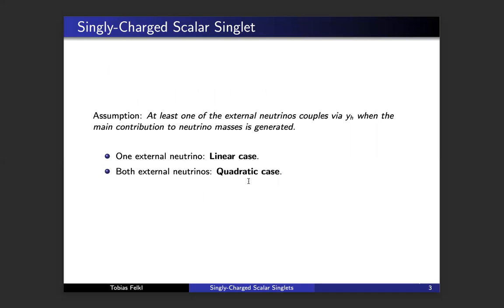For our analysis, the only assumption was that when the main contribution to neutrino masses is generated, we require that either one of the neutrinos on the external lines couples via YH to the associated Feynman diagram, while the other neutrino couples differently, which we call the linear case, or we require that both of the neutrinos on the external lines couple via YH, what we call the quadratic case. And I hope that these designations become clear soon.